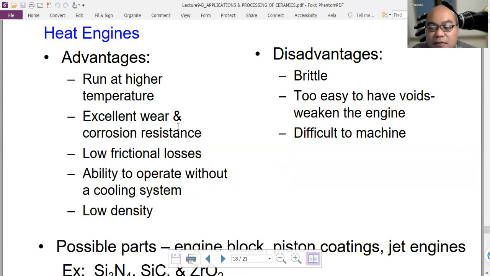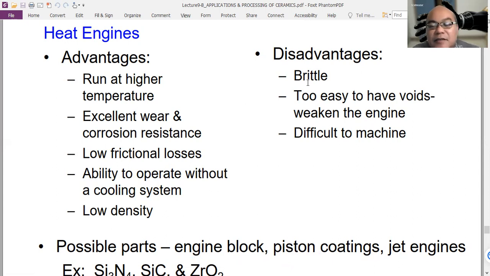No slippage, no slip plane, low frictional losses, and the ability to operate without a cooling system, because it can endure very high temperature. While in metal, it may melt, or if not melt, there is an expansion of the metal due to thermal temperature. And low density. The disadvantage of ceramics, on the other hand, is that it is brittle. It breaks easily when the force is above a certain threshold.